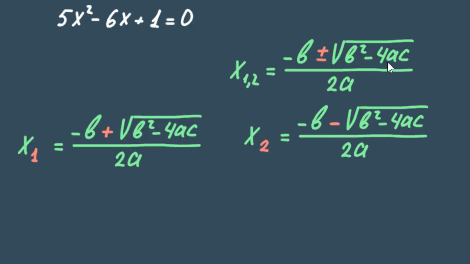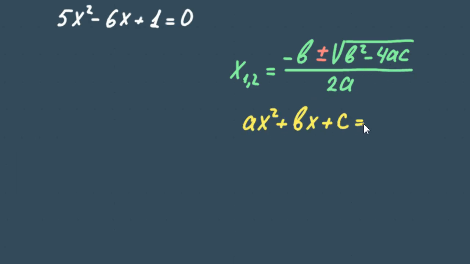In this formula, a, b, and c are the coefficients of the quadratic equation. A is the coefficient in front of x in second power. B is the coefficient in front of x. And c is the constant term.